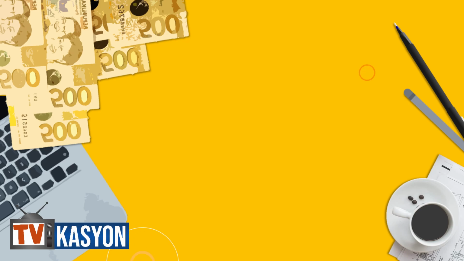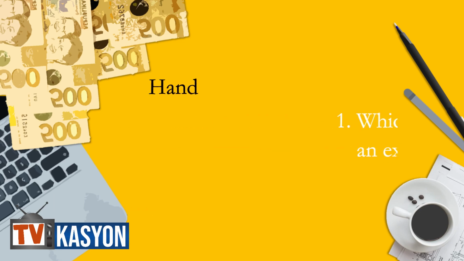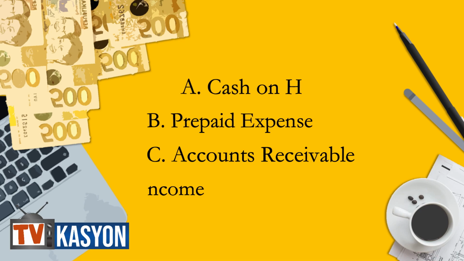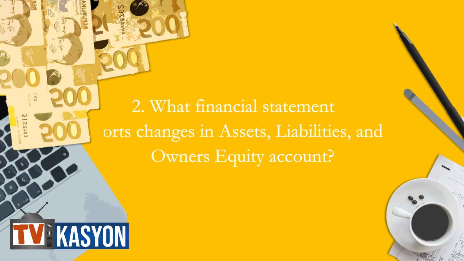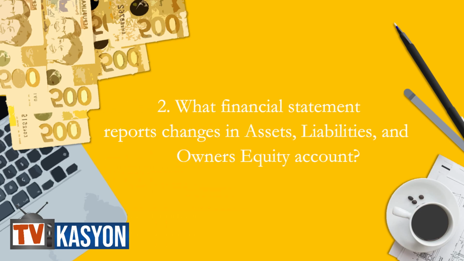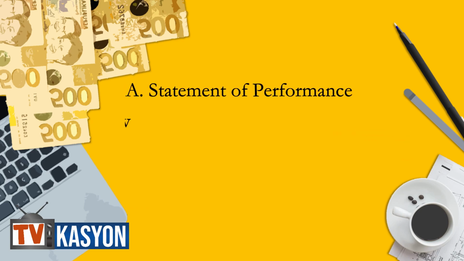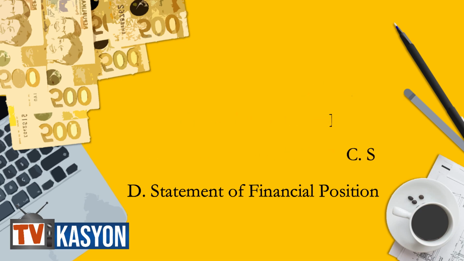Now, let us begin. Which of the following is not an example of current assets? A. Cash on hand. B. Prepaid expense. C. Accounts receivable. And D. Unearned rent income. Number 2. What financial statement reports changes in assets, liabilities, and owner's equity accounts? A. Statement of performance. B. Statement of cash flow. C. Statement of changes in equity. And D. Statement of financial position.